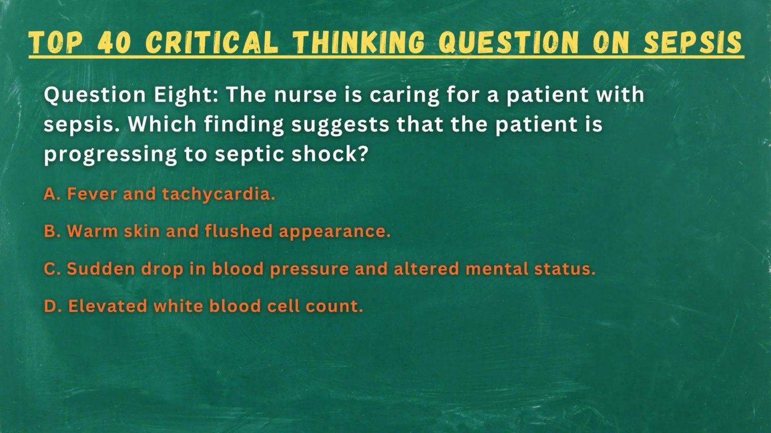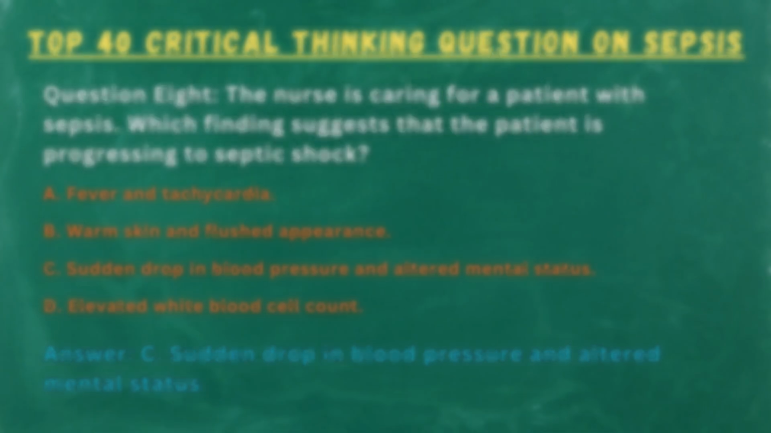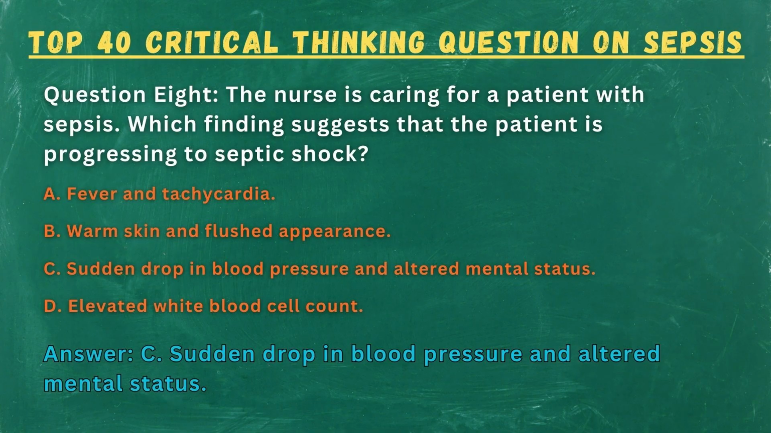Question 8. The nurse is caring for a patient with sepsis. Which finding suggests that the patient is progressing to septic shock? A. Fever and tachycardia. B. Warm skin and flushed appearance. C. Sudden drop in blood pressure and altered mental status. D. Elevated white blood cell count. Answer. C. Sudden drop in blood pressure and altered mental status.